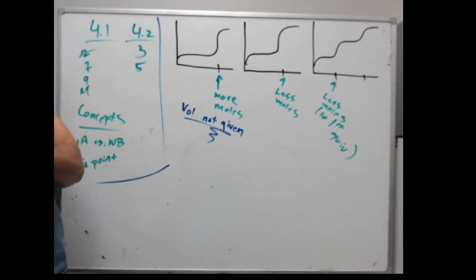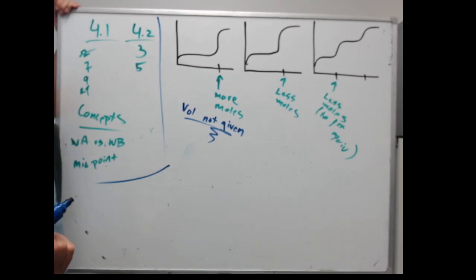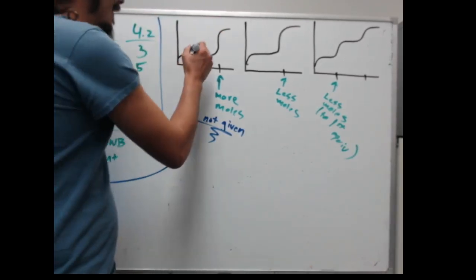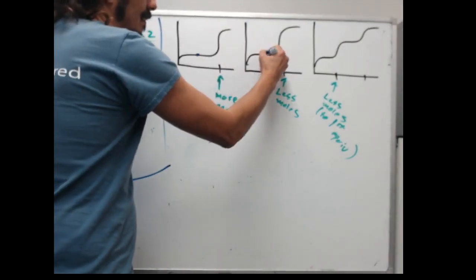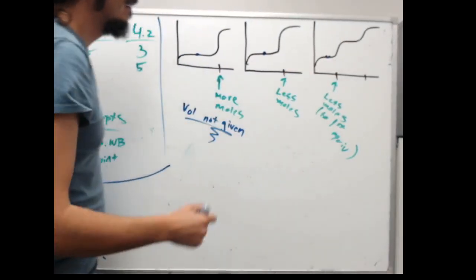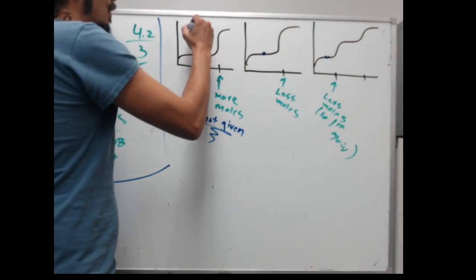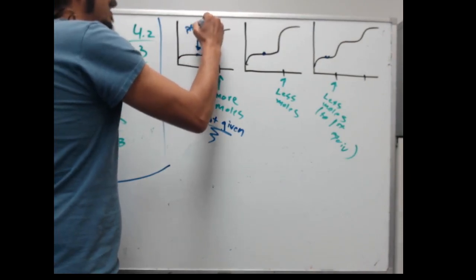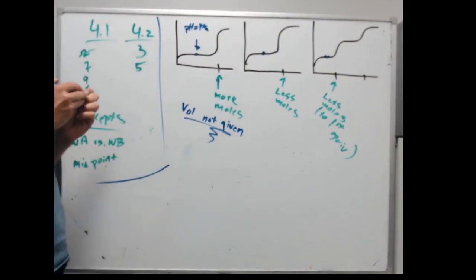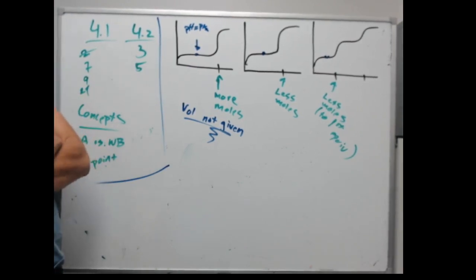Where on each of these curves can we say something about pH and pKa? The equivalence point. The middle point. Midpoint. Right, so that midpoint is going to be where pH equals pKa. And this is one of the things I talked about. That's a big benefit to having pKa lists.